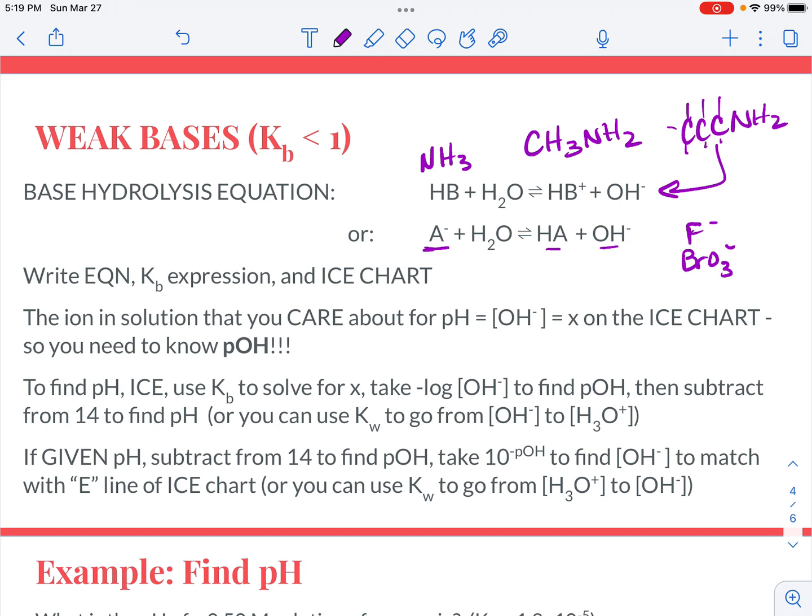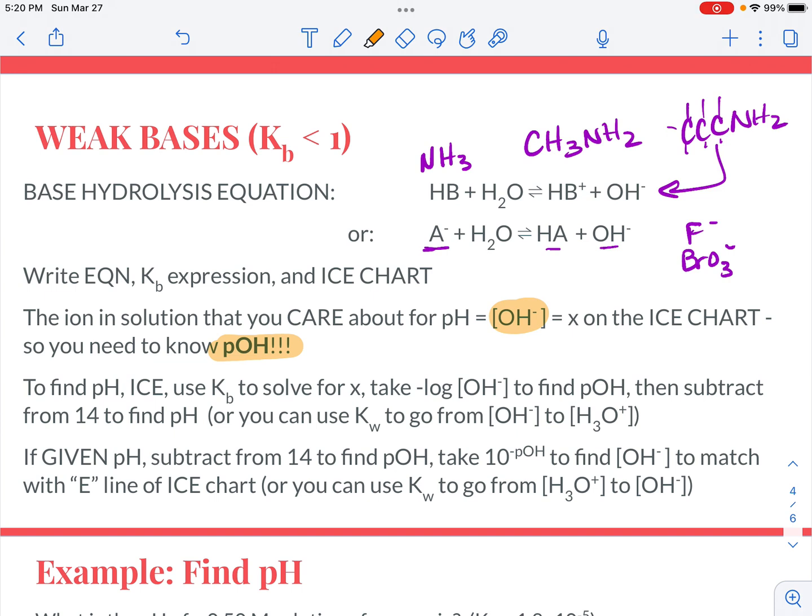Okay, so we've got this same situation, and we're going to work backwards and forwards just like you did with Ka. The biggest difference, and the thing that you have to keep track of, is that at the bottom of your ice chart, the ion in solution that you care about is the OH minus, which will not directly give you pH. So if you're given pH, you don't directly get OH minus either. So you have to be really careful. You're going to go through the pOH step, and I've outlined that for you here.